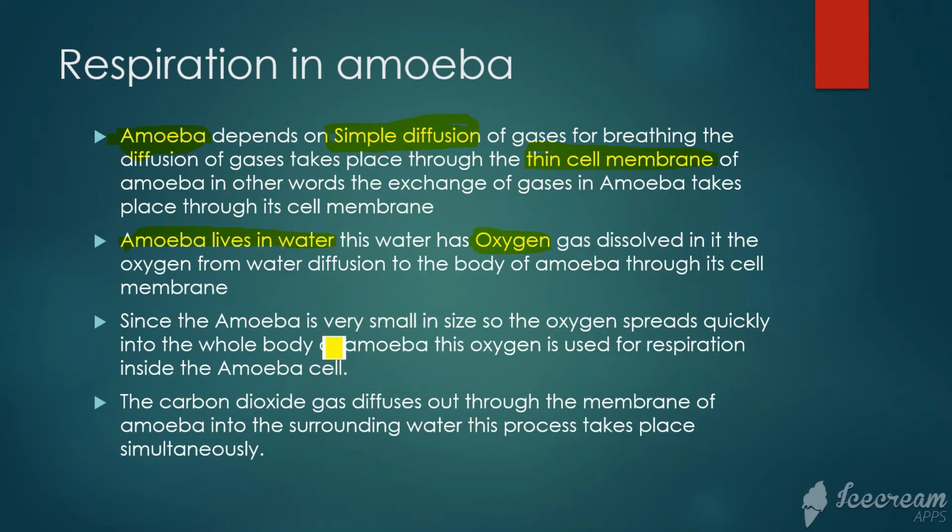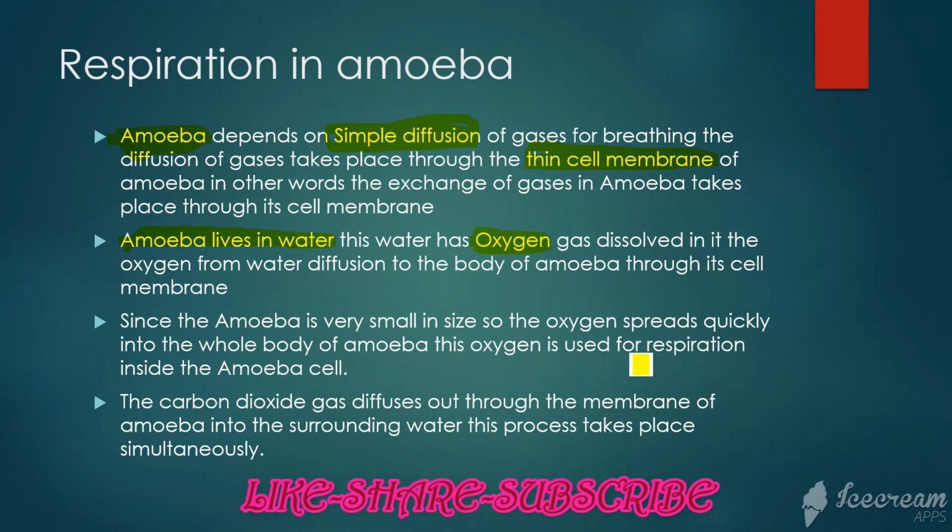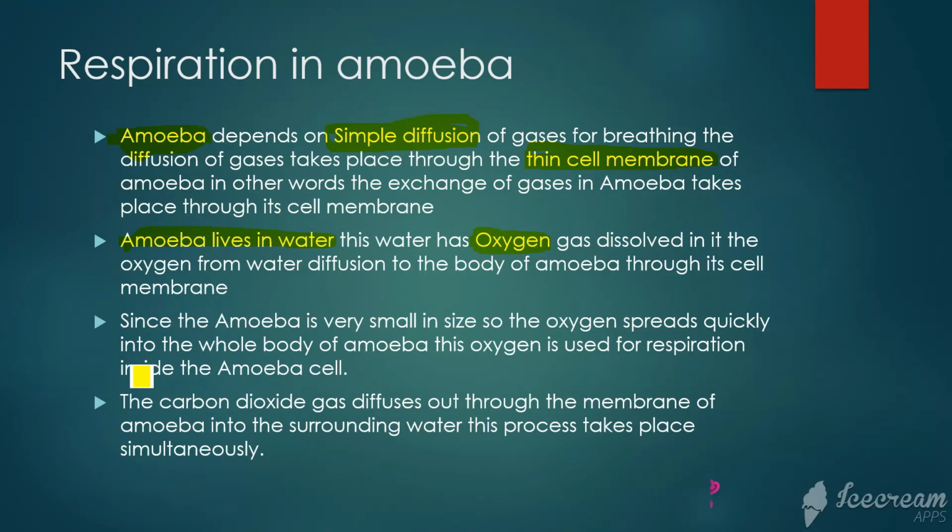So what is amoeba? A small, simple, single cell. So diffusion will happen through its cell membrane, oxygen will come in, and since it is a very small single cell, it doesn't require a huge system. The oxygen that comes in through the cell membrane is spread to the entire cell. Then it will be used by amoeba, by different cell organelles of the amoeba, for respiration. Carbon dioxide gas diffuses through the membrane of amoeba into the surrounding water. This process takes place simultaneously.